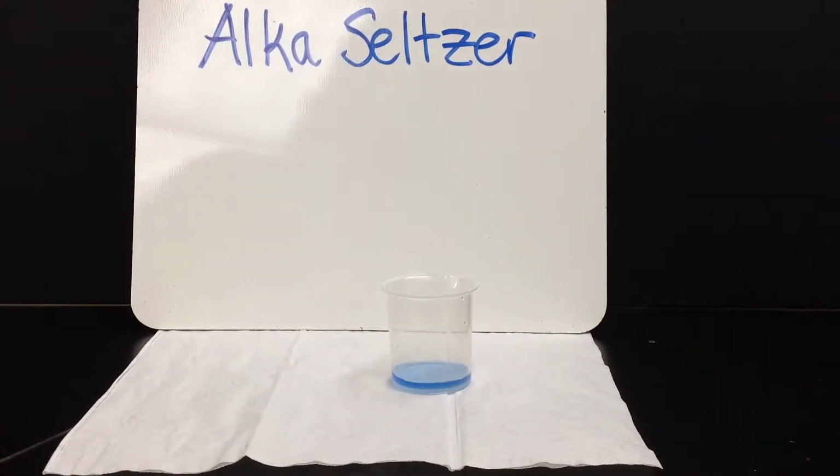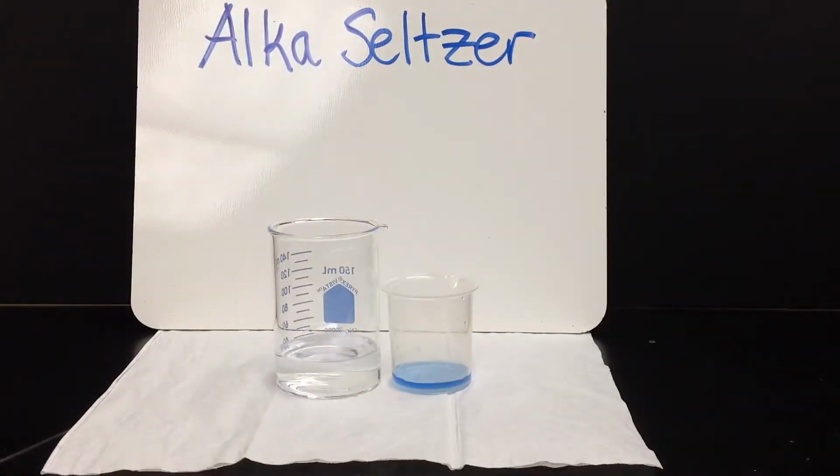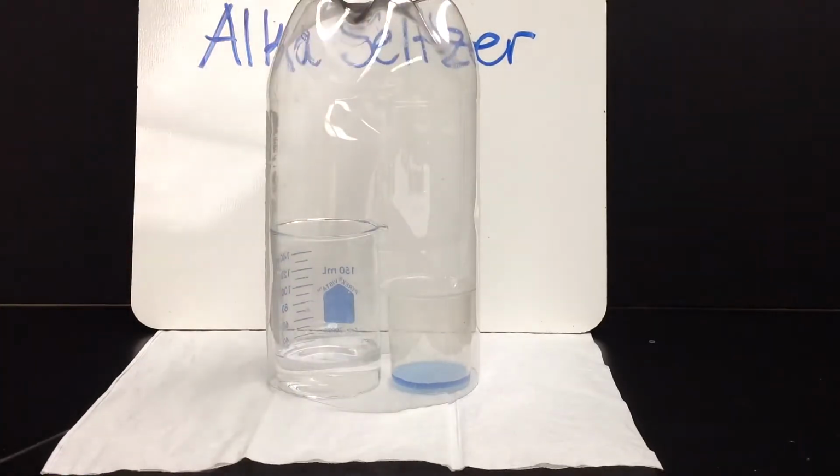Okay. And now I have a beaker here, and this beaker has some water in it, and I'm going to put an Alka Seltzer tablet into that water. And we're going to make some observations. But one thing I'm going to show you before I put the Alka Seltzer in is a cover. So this is half a soda bottle, and it is going to be a cover over those two beakers. So I'm going to put that right back on there as soon as I drop the Alka Seltzer in.